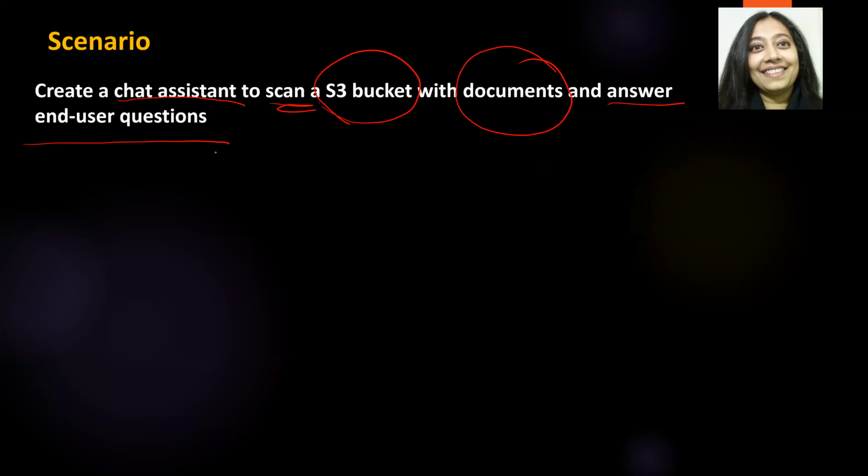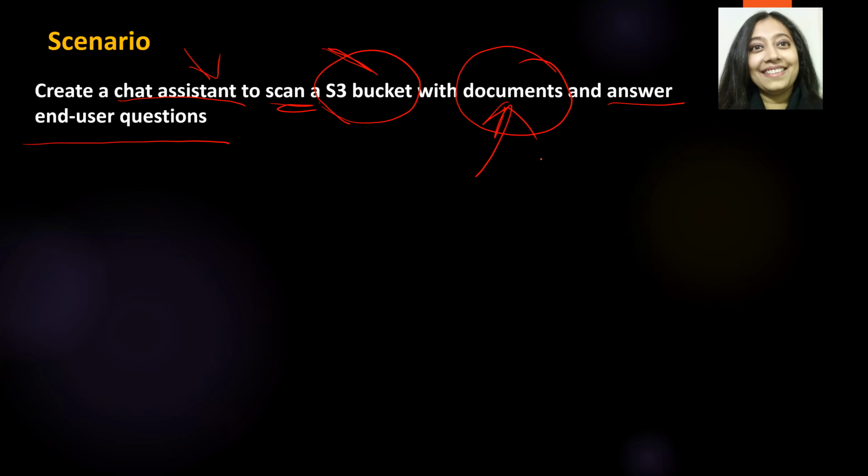So if all of you know what Amazon Q is all about, it is basically an enterprise chat assistant service. It's fully managed in nature. So what we are going to do is using Amazon Q, we will create a chat assistant. That chat assistant will scan an S3 bucket that has documents in it. And this can be like your PDFs, your document files. It could be your CSVs. It just depends upon what kind of documents you want to upload over here.